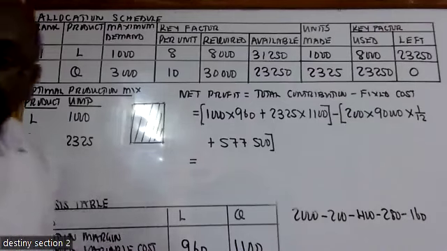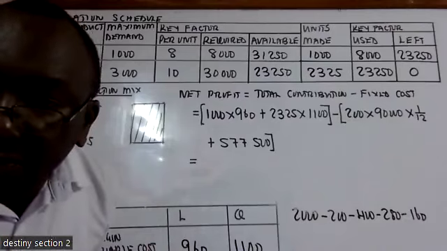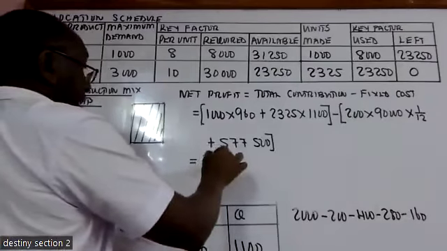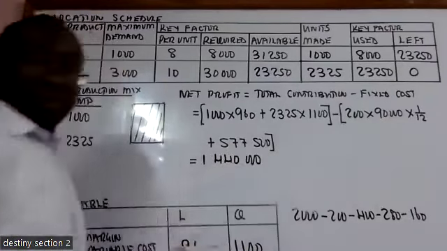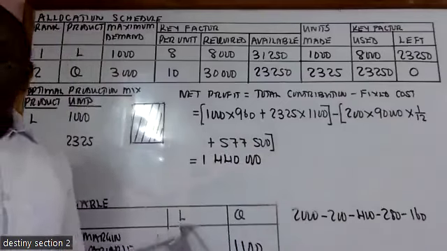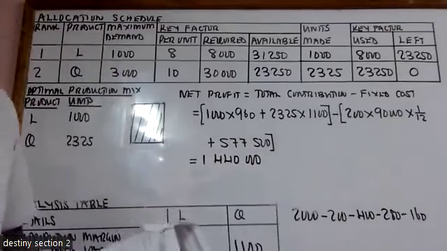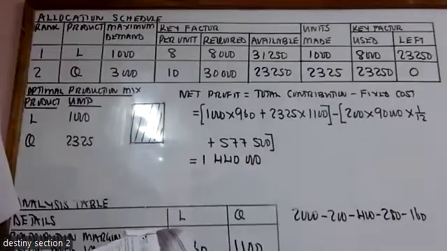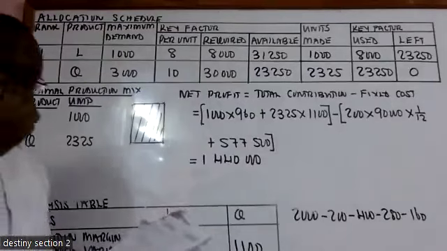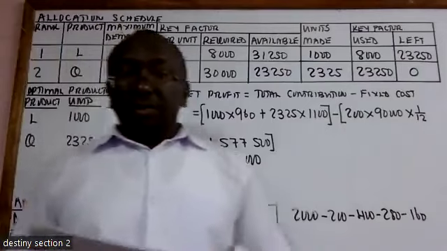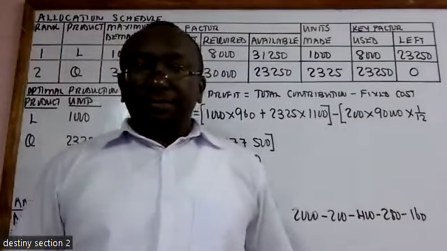Waiting for the answer. I can see from Vera that is 1.44 million. 1,440,000. Someone else to confirm. Good. Even Jemima confirms. So if the figure is confirmed, then that question is completed. So that is how you deal with questions on product mix.